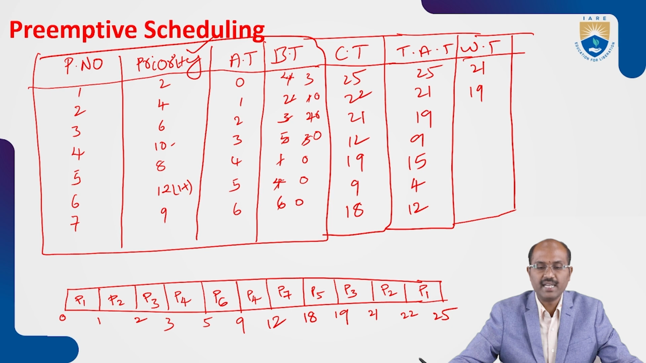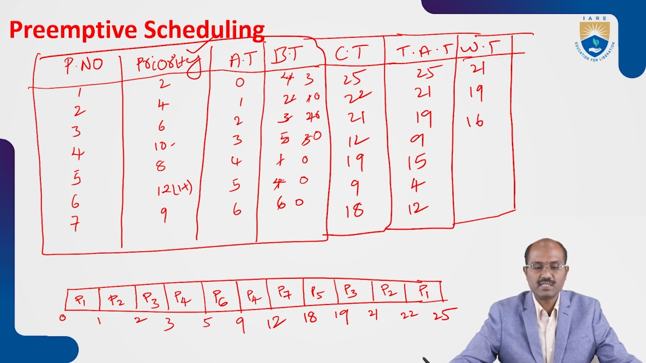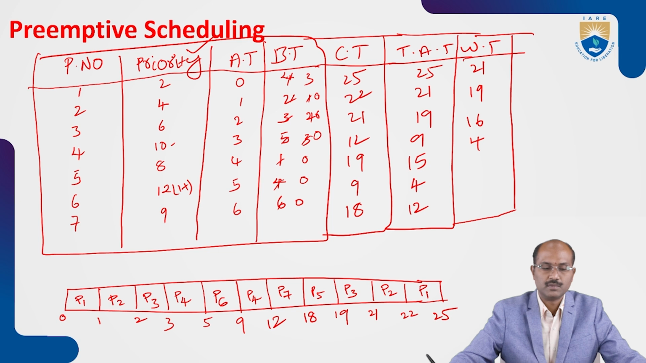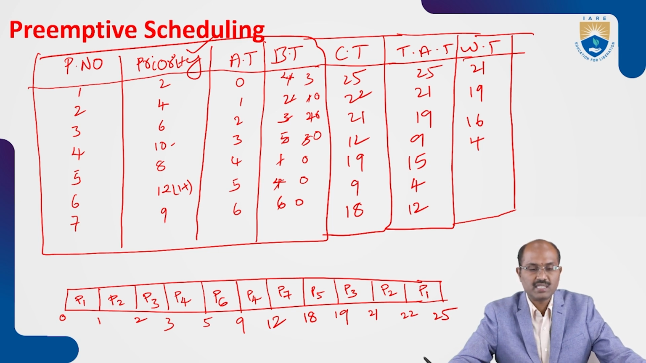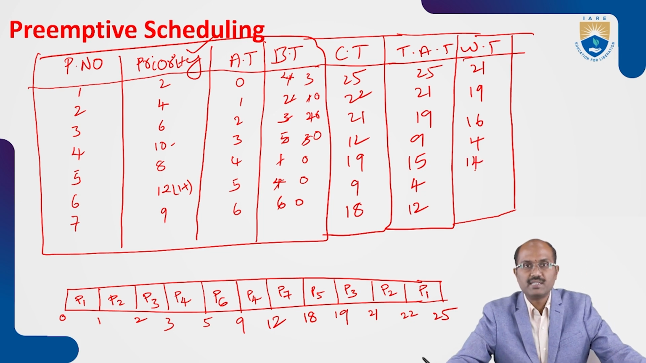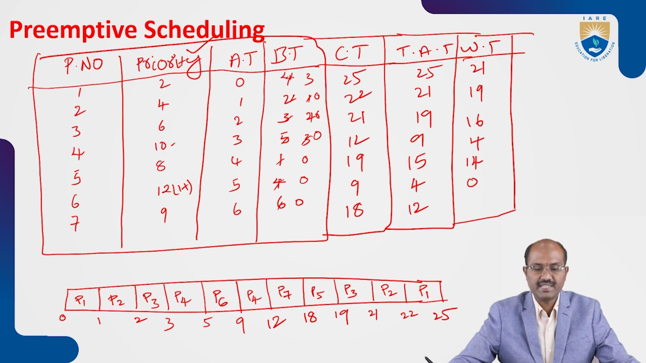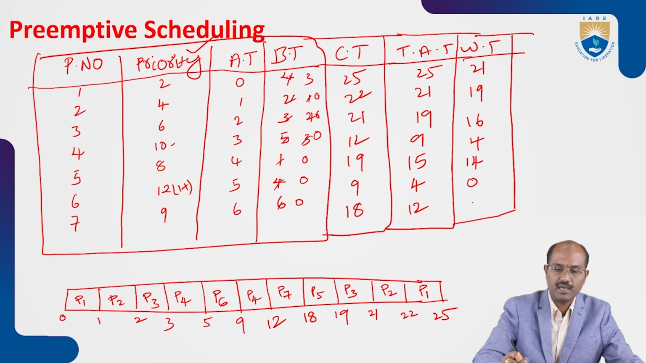P3 turnaround time is 19, their burst time is 3, so 19 minus 3, 16 is the waiting time for P3. P4 turnaround time is 9, their burst time is 5, so 9 minus 5 is 4 for P4. P5 turnaround time is 15, their burst time is 1, so 15 minus 1, 14 is the waiting time for P5. P6 turnaround time is 4, their burst time is 4, so waiting time, turnaround time minus burst time, becomes 0 for P6. P7 turnaround time is 12, the burst time is 6, 12 minus 6 is the waiting time for P7.